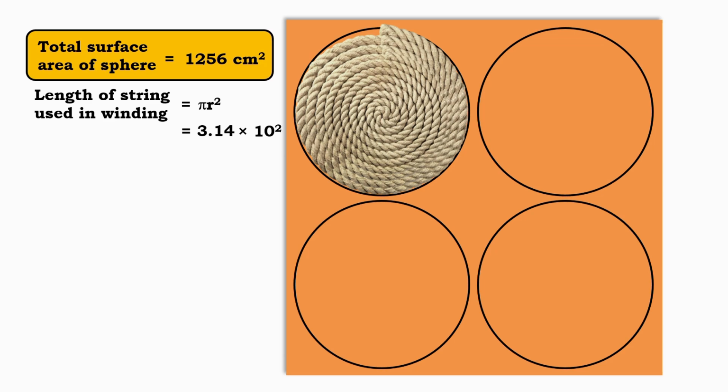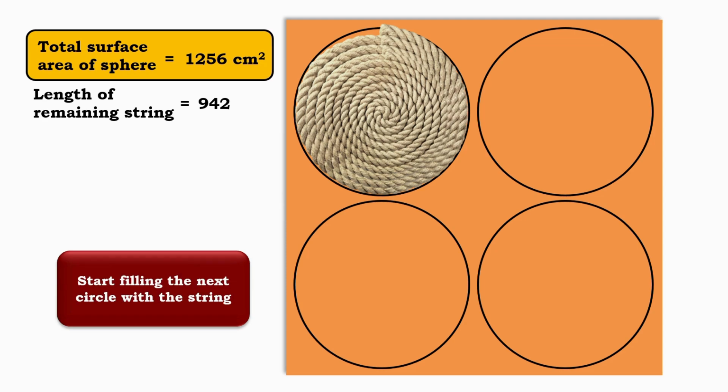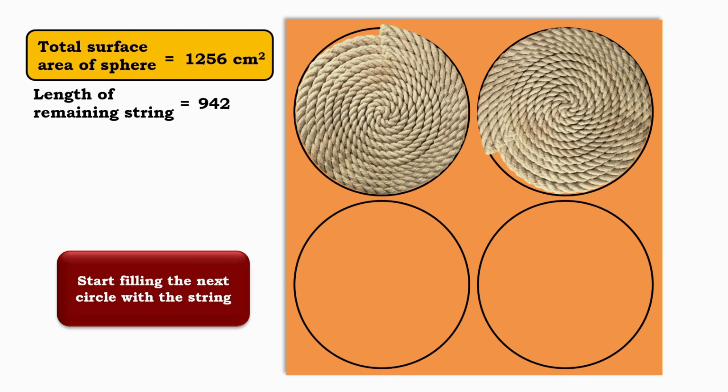So that is 3.14 into 10 square, so 314 centimeter square. So now the length of the remaining string will be 12,056 minus 314, that is coming 942 centimeter square. Now start filling the next circle with the string.